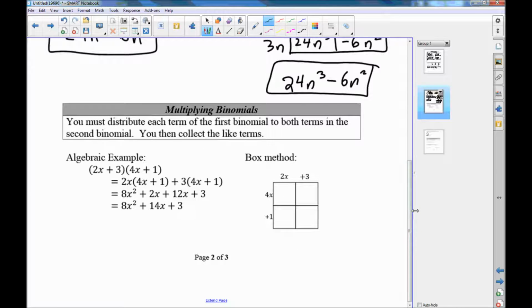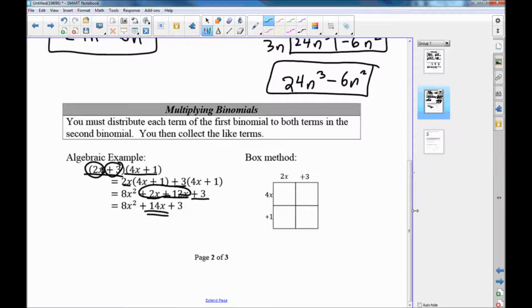All right, multiplying binomials. You must distribute each term of the first binomial to both terms in the second binomial. You then collect the like terms. So here's an example algebraically. What I do is I have two binomials. So I take the first term in the first binomial, 2x, and I distribute it to the whole second binomial, 4x plus 1. And then I take the second term, plus 3, and I distribute it to the whole binomial with 4x plus 1 again. So here I do 2x times 4x for 8x squared, 2x times 1 for 2x, and then back here I do 3 times 4x for 12x, and 3 times 1 for positive 3. And then we collect our like terms. The 2 in the middle are the same, so 2x plus 12x makes 14x, and then the 8x squared and the 3 come down.